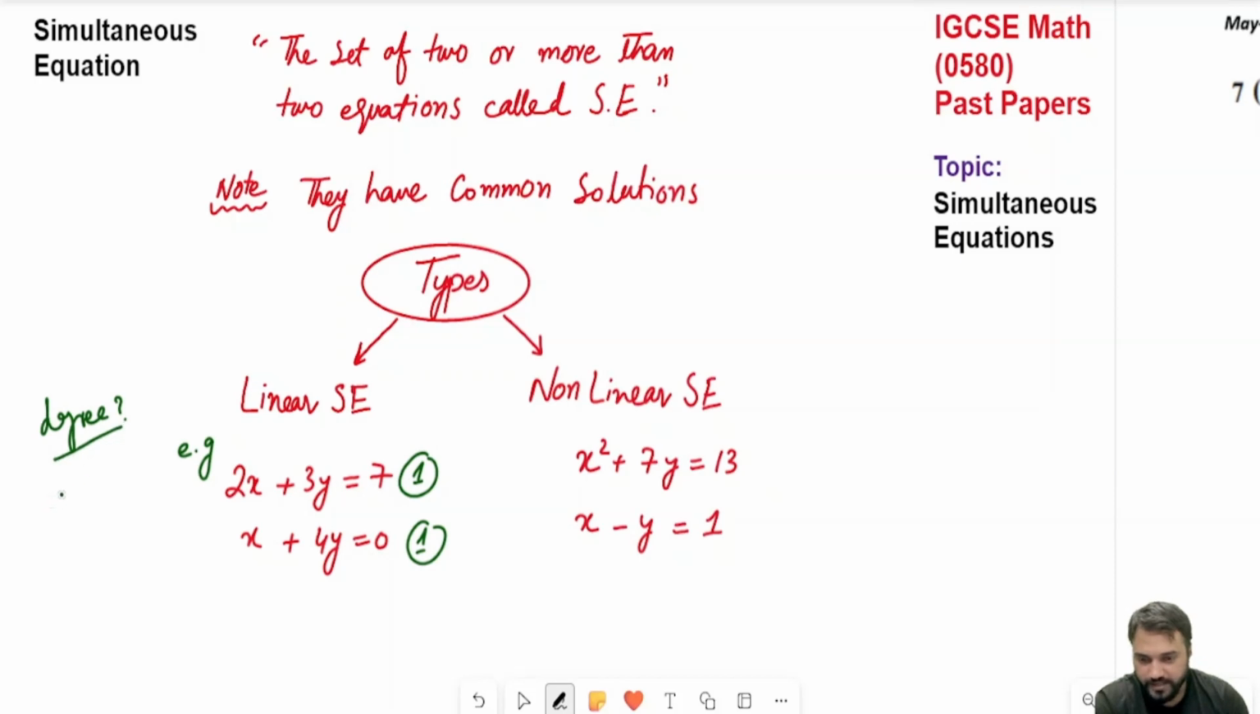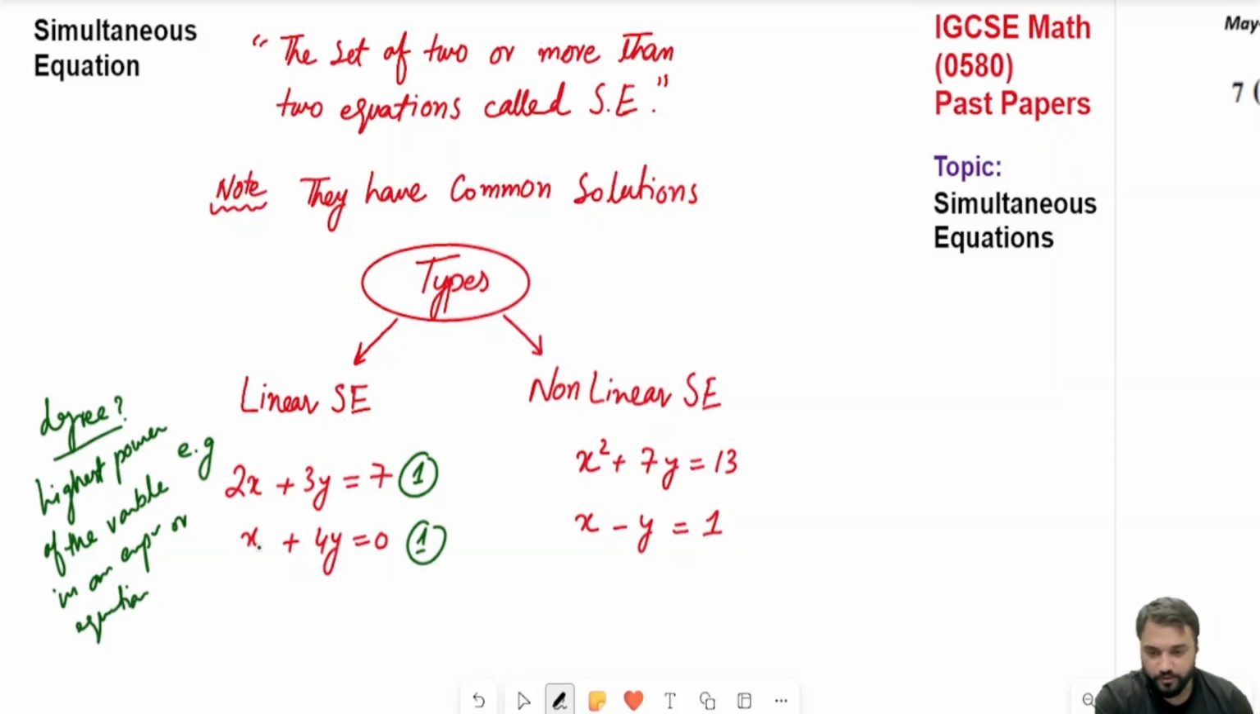The highest power of the variable, highest power is also known as exponent or index. So the highest power of the variable in an expression or equation is known as degree. Okay, so the degree of this equation is 1 and the degree of this equation is also 1. They both have degree 1.